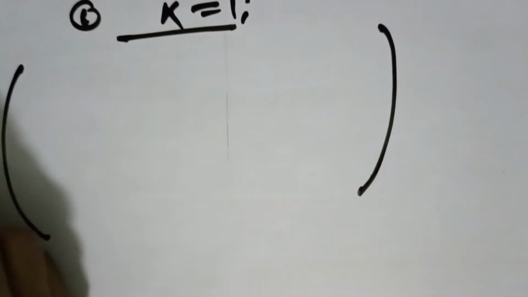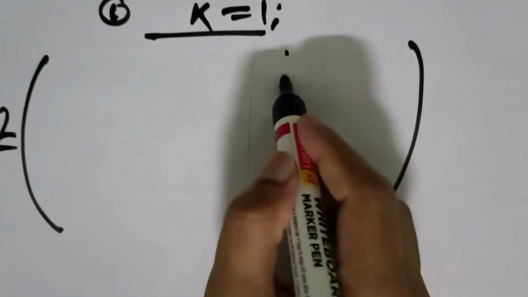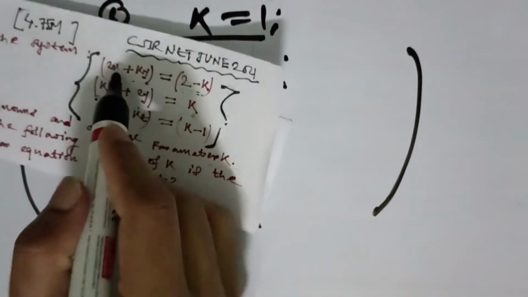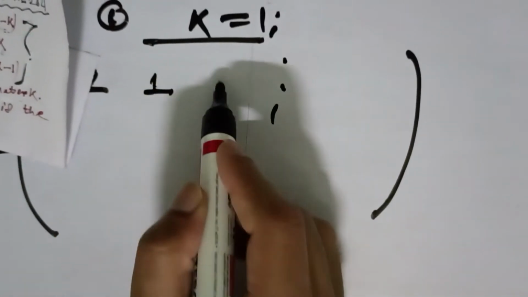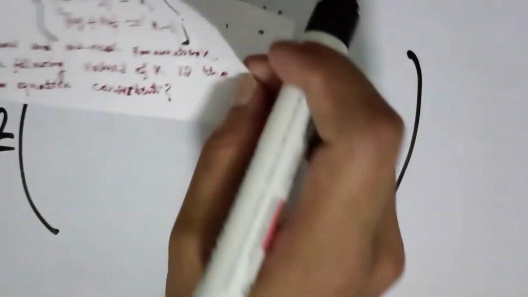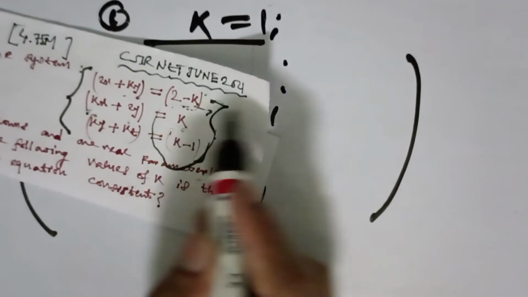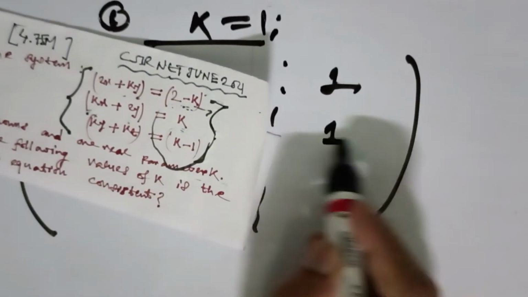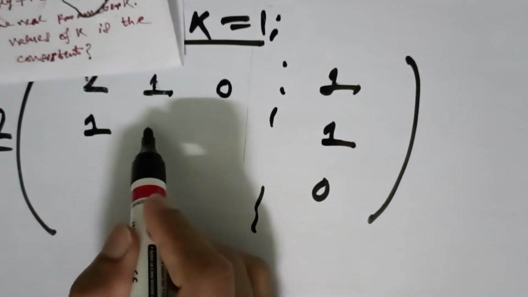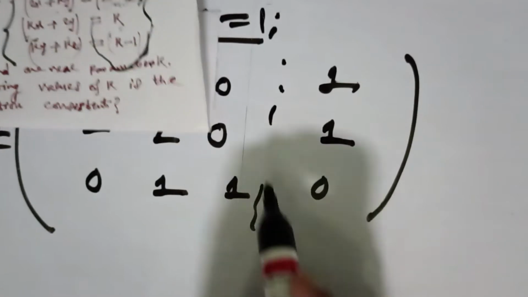If you go through the rank method, you have to consider the augmented matrix AB. For k equal to 1, the first row is 2 for x, the y coefficient is 1, so 2 1, and the z coefficient is 0. For the second row, the coefficients are 1, 2, 0, and the third row is 0, 1, 1. So this is the augmented matrix.